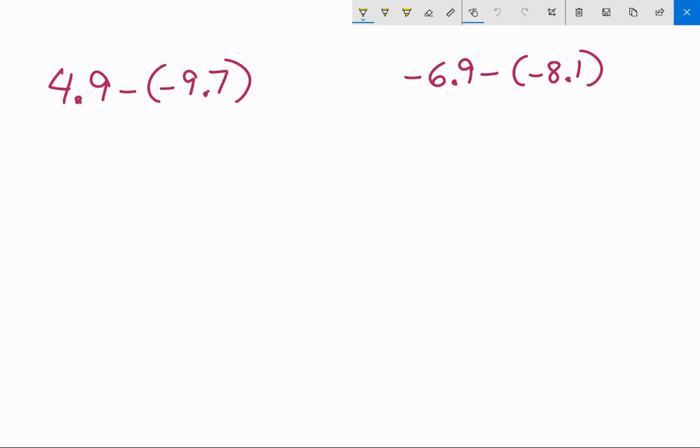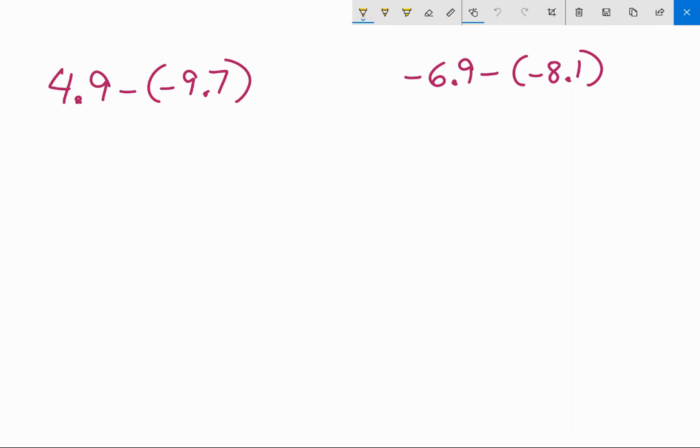Okay, let's look at two types of problems on your add and subtract lesson on IXL that's troubling you guys the most. Now, it may not be these same exact problems, but it's these two types of problems that are throwing most students on the lesson. So let's just work through these. Okay, so we have 4.9 minus a negative 9.7.